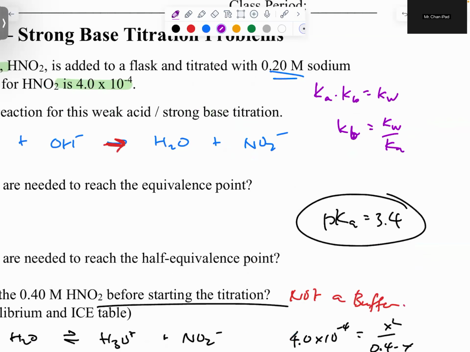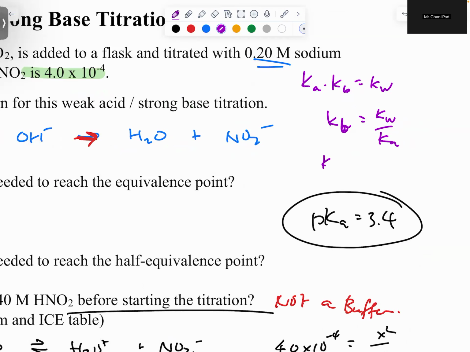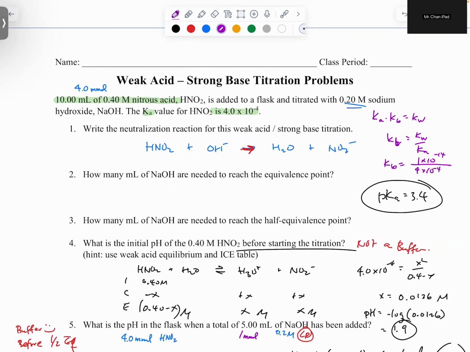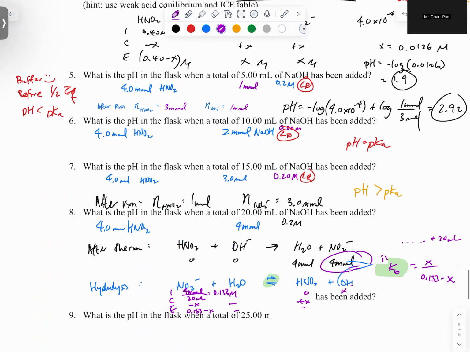So Kb is Kw over Ka. So Kb is equal to 1 times 10 to the negative 14 over 4 times 10 to the negative 4. Kb in this case is equal to 1 times 10 to the negative 14 divided by 4 times 10 to the negative 4. It's 2.5 times 10 to the negative 11. So this is Kb.